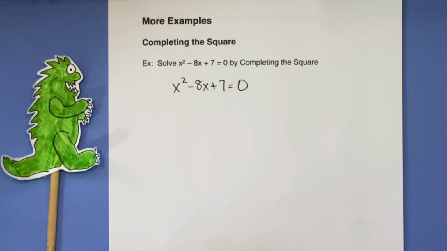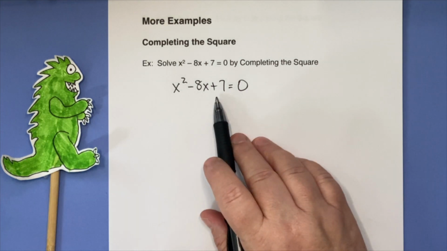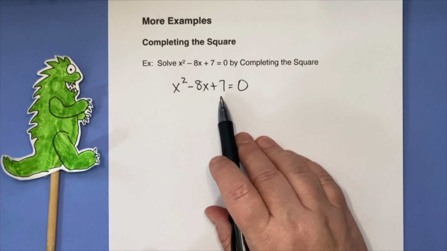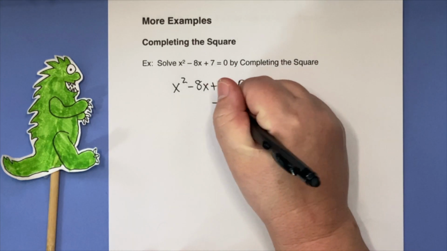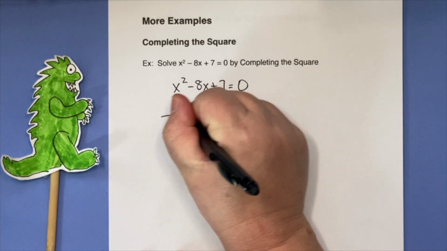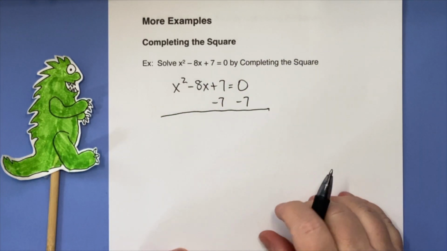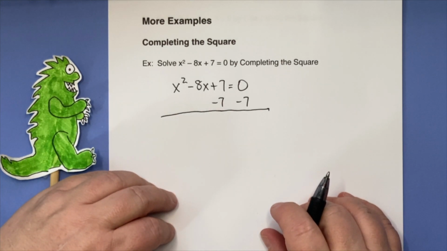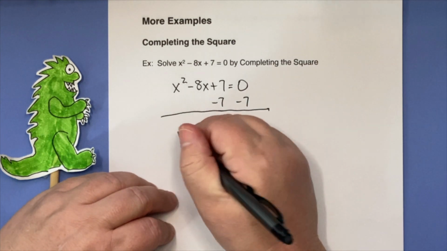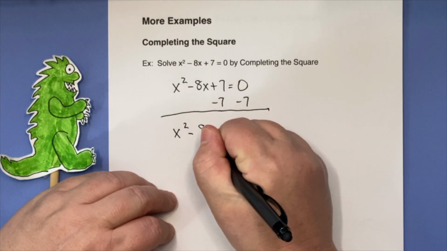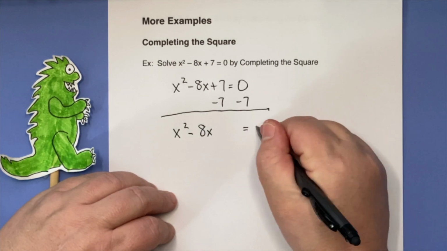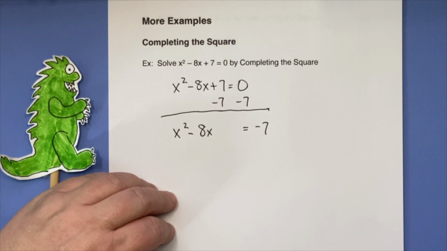So what I'm going to do first is I'm going to take this 7, because I can see this 7, not a perfect square, and I'm going to move it over. There are some methods that leave the 7 on that side. And again, you're welcome to use whatever method makes the most sense and makes it easiest for you. Now I'm just going to have x squared minus 8x and then equals negative 7 on the other side.